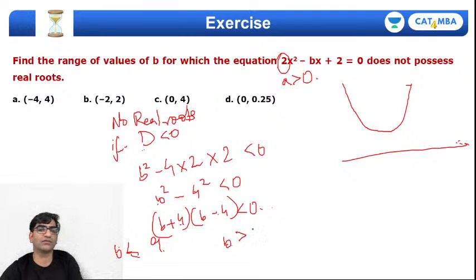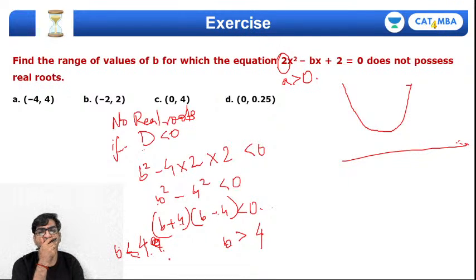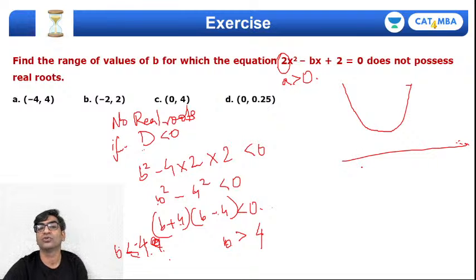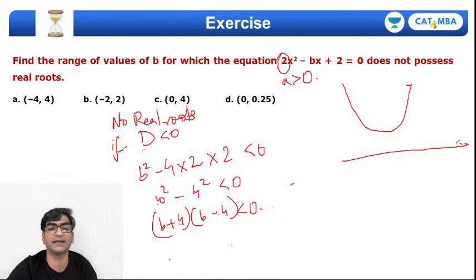is greater than 4, right? So that becomes my solution. Either b is less than -4, less than or equal to it, or b is greater than 4. क्यों? क्योंकि मुझे पता है इसके रियल रूट्स okay, wait. I skipped out a point here, right?